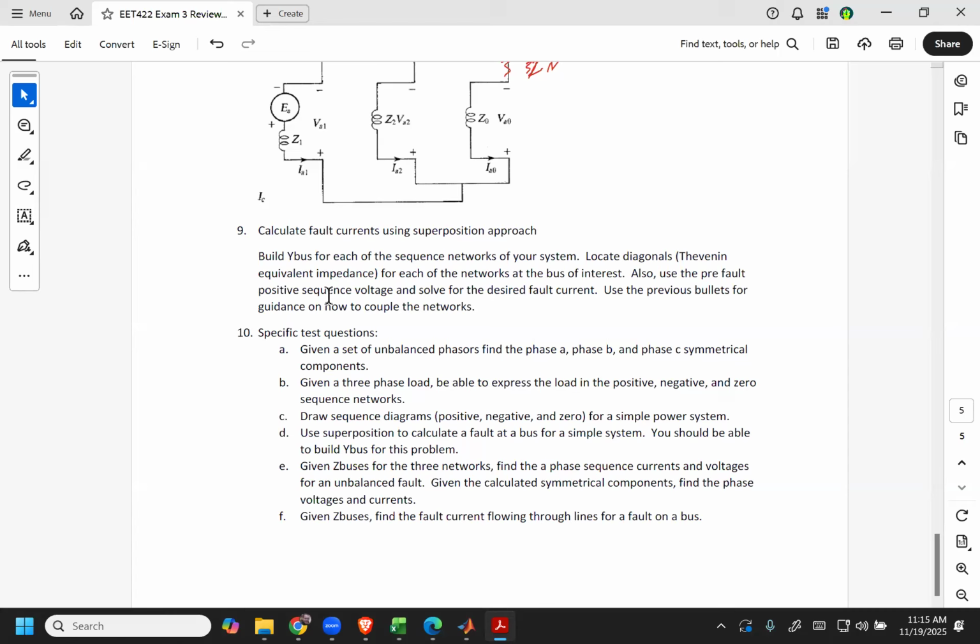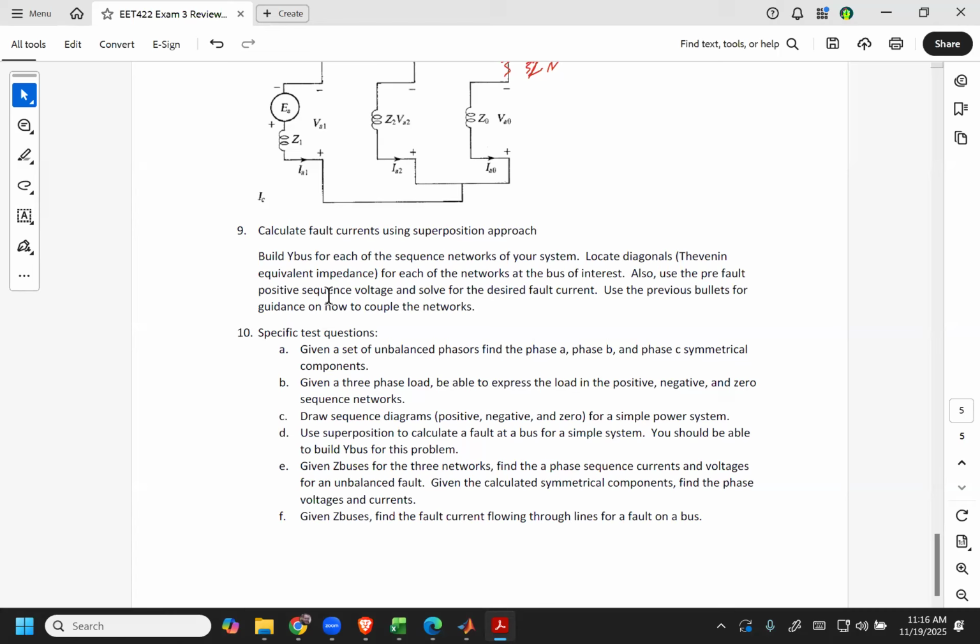If I give you a three-phase load, you should be able to express that load in the positive, negative, and zero sequence networks. So again, think about if it's a generator, if it's a transformer, if it's some type of load, where is it going to show up there? So if I have a three-phase Y, a three-phase delta, can you get the zero sequence current flowing in there? You should be able to get the positive and the negative, but will the zero sequence current be able to flow?